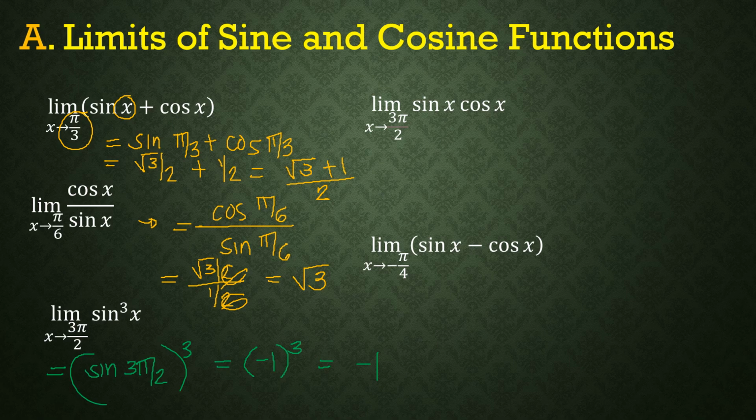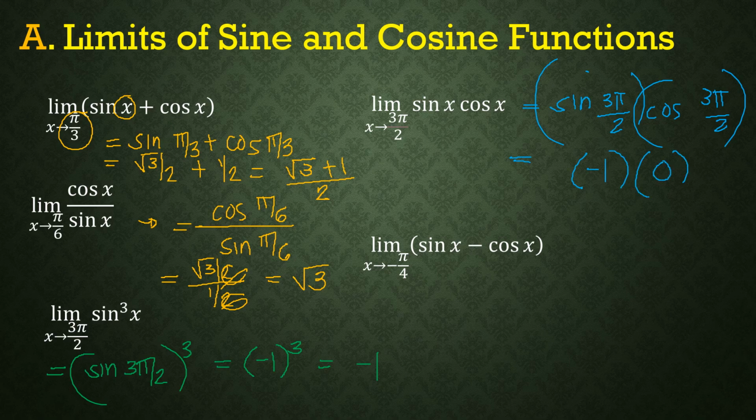So here, the next example, let x be 3 pi over 2. So we have sine 3 pi over 2 times cosine 3 pi over 2. Sine 3 pi over 2 is -1. Cosine 3 pi over 2 is 0. So -1 times 0 is 0.